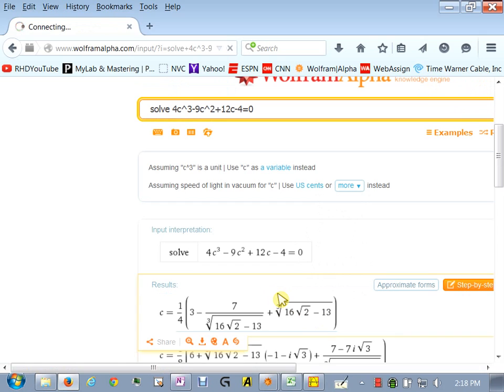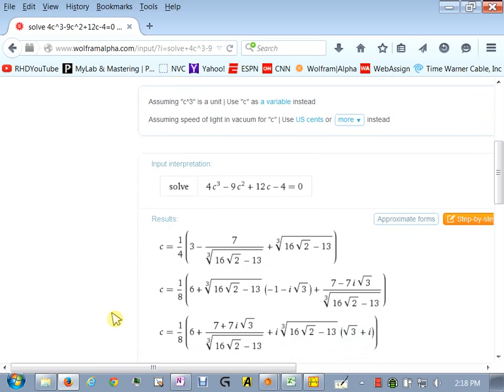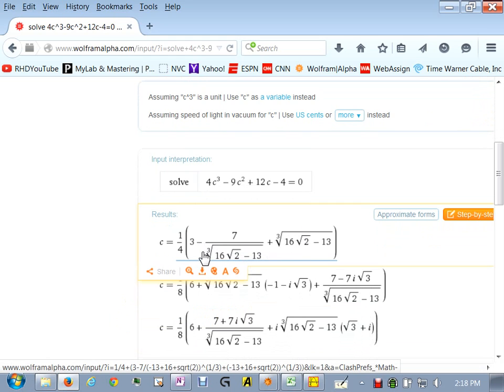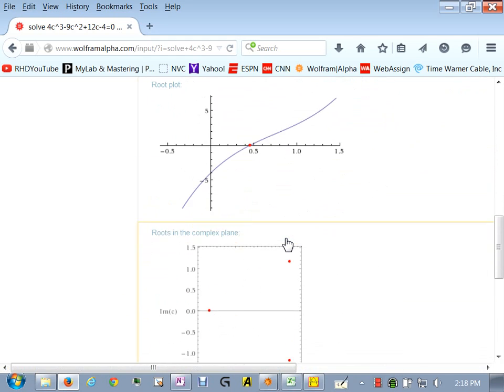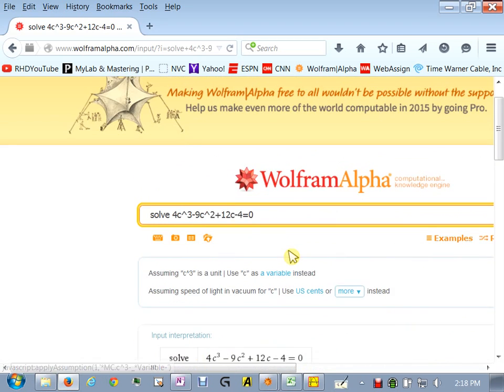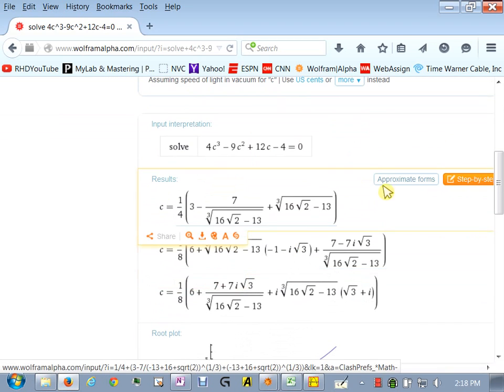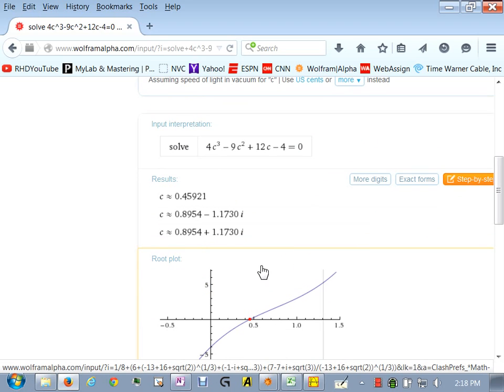If it's a fraction, or if it's an integer, then synthetic would have worked. Not looking like it was, though. Whoa. My goodness gracious. So it has a solution, approximate forms. So this will give us a decimal. Here we go. 0.45921 is the approximate solution. Now, how in the world is your calculator getting this answer?